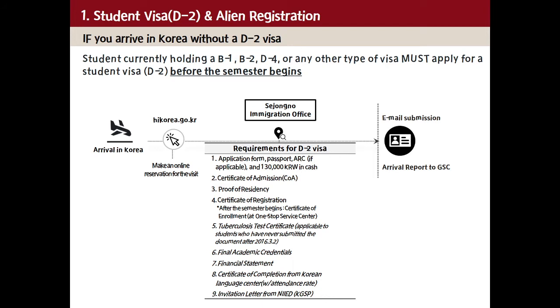You will also need your COA or Certificate of Admission from Korea University, proof of residency, certificate of registration, Tuberculosis Test Certificate if it applies to you, final academic credentials, final statement, certificate of completion from Korean Language Center if it applies to you, and an invitation letter from NIIED if you're a KGSP student.